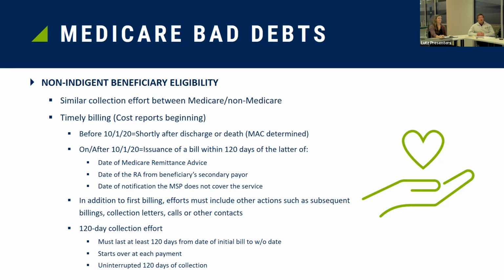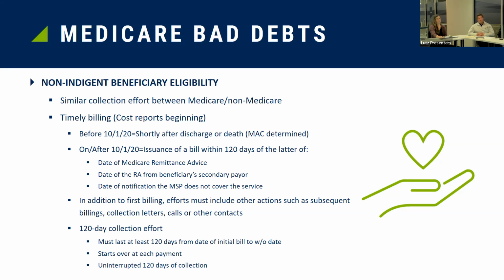Timely billing. They don't want you to wait too long after the patient is discharged, so basically that you're billing within a reasonable amount of time. And then again, towards the end, that third bullet point, in addition to the first billing, efforts must include other actions such as subsequent billings. They don't want you to bill once and then not send any more bills out and then basically claim it as a bad debt. So it needs to be essentially a reasonable collection effort in that you are sending out bill number 1, bill number 2, bill number 3, and then what do you have going on? Do you do an internal collection effort where you have people calling the patient or the beneficiary? Do you send out more than 3 letters? Do you send out other letters, et cetera?